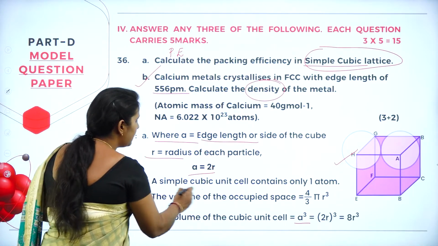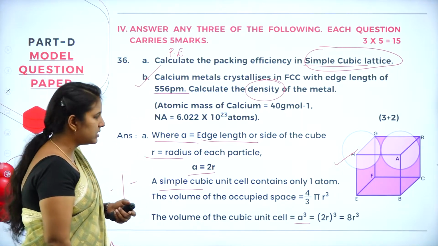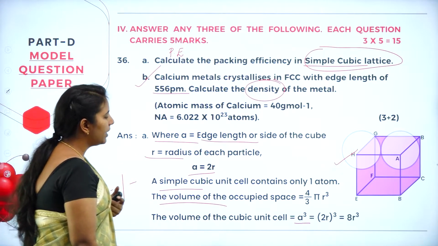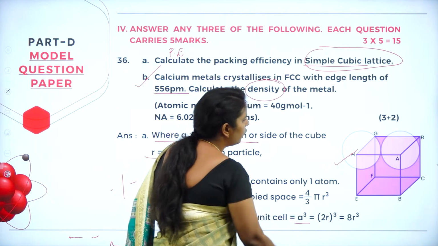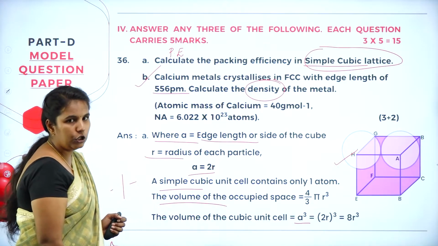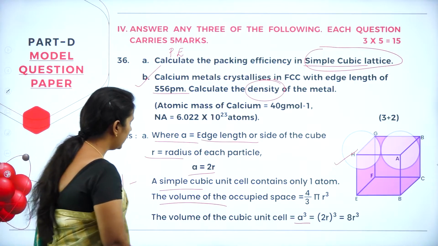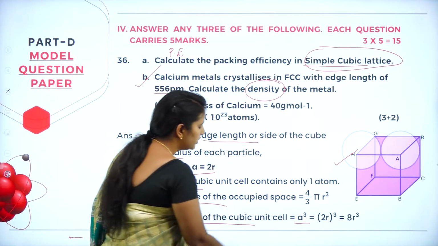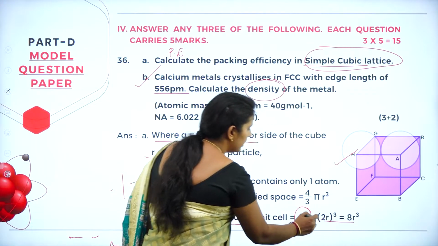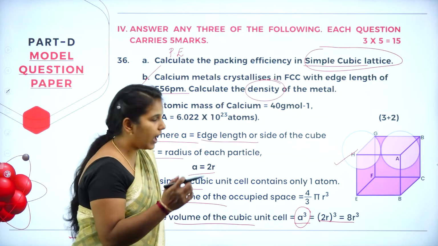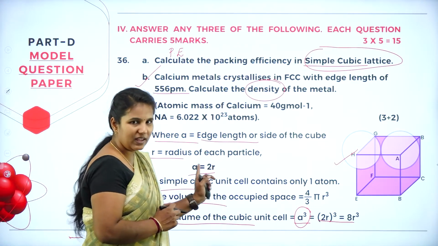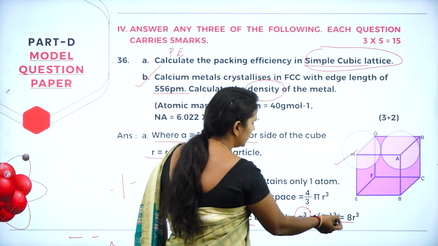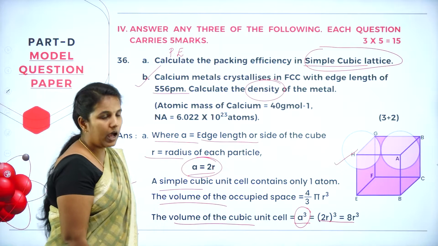In a simple cubic lattice, which always consists of only one atom, the volume occupied in space is given by 4 by 3 pi R cube. Then coming to the volume of the cubic unit cell, that is the value of A cube, which is 2R cube, because we know A is nothing but 2R. So if you substitute the value for A cube here, you will get 8 pi R cube.